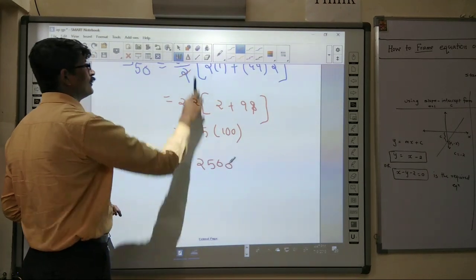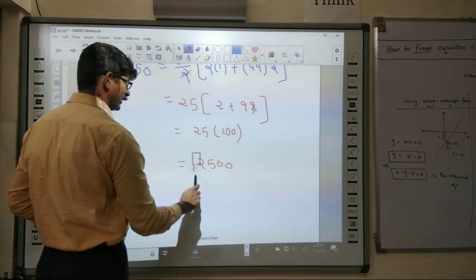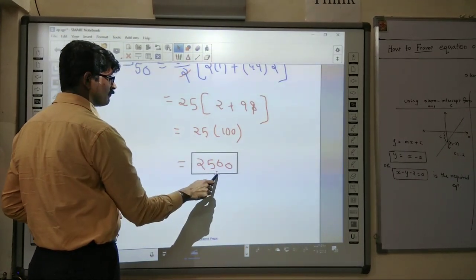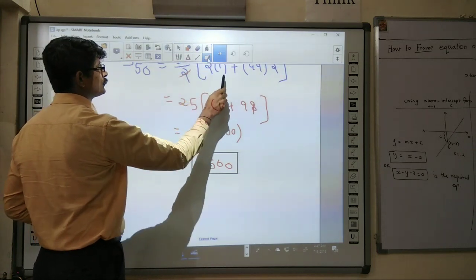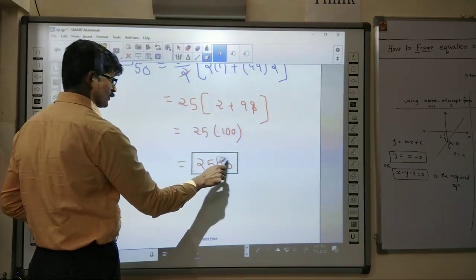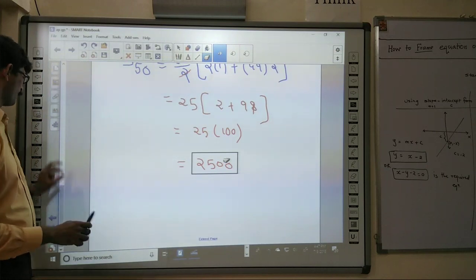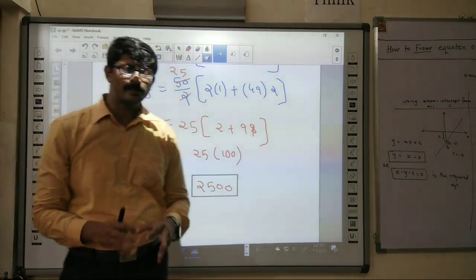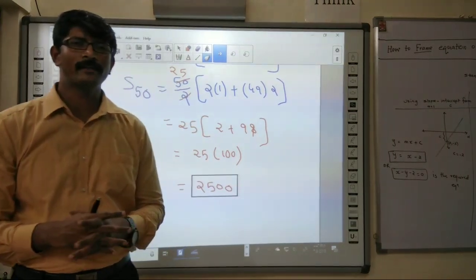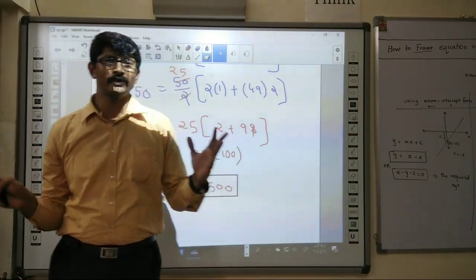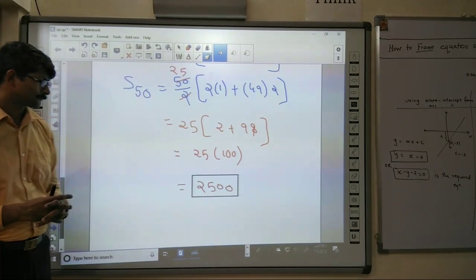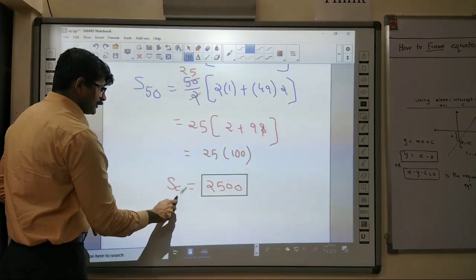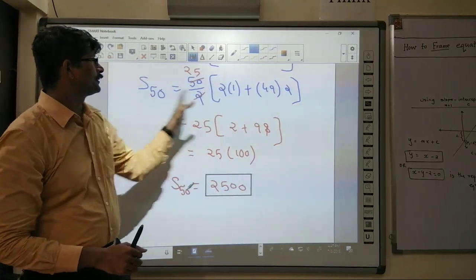I hope students you are enjoying it, you are liking it, and along with that you are understanding some maths concepts. So students, isn't that nice? So here I have taught you how to find S50. What is this 2500? It is the sum of all first 50 terms. So this is S50. I hope you have understood this first formula.